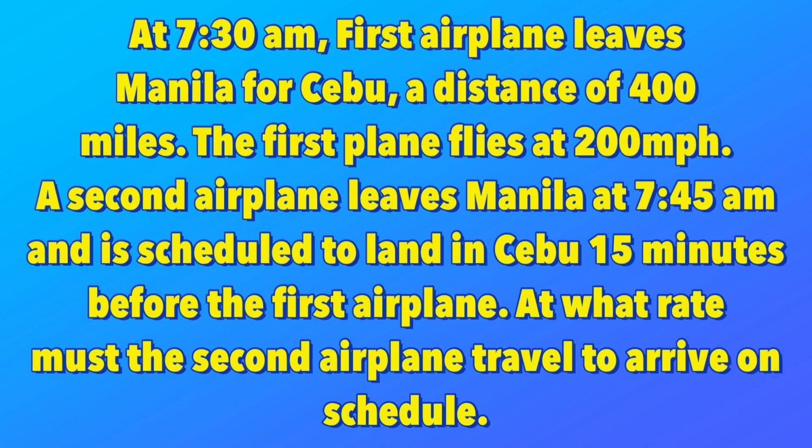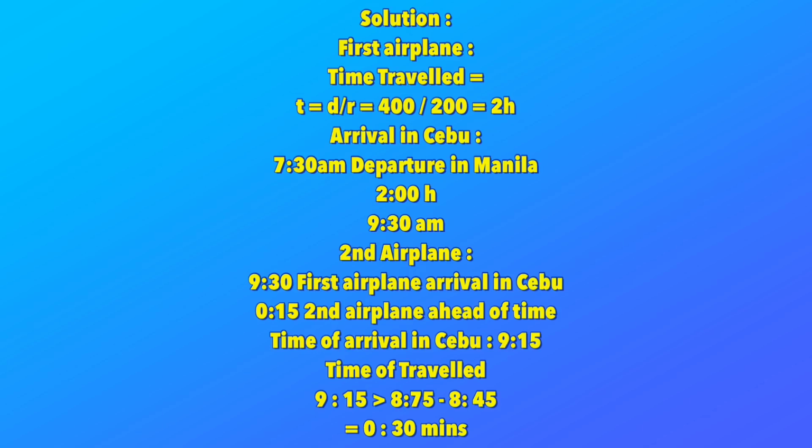So the problem is asking for the rate of the second airplane. So our solution, first airplane, we have to get the time of travel. We will use the formula T equals D over R, and the distance covered by the first airplane is 400 miles, and the rate is 200 miles per hour. Then we divide, 400 divided by 200, 2 hours. Okay, 2 hours is the travel time of the first airplane.